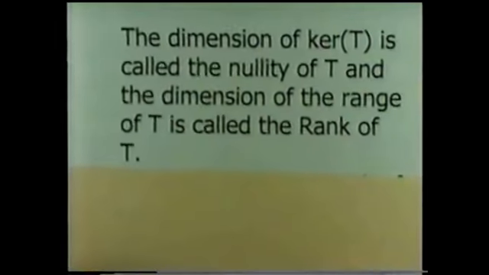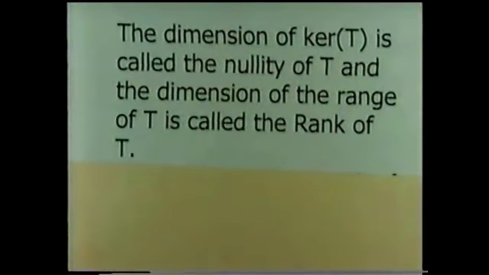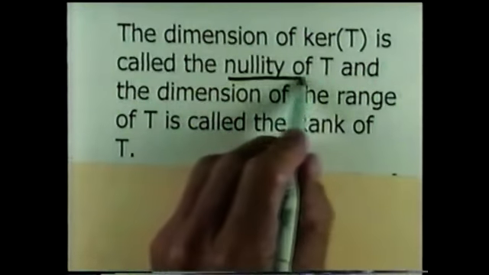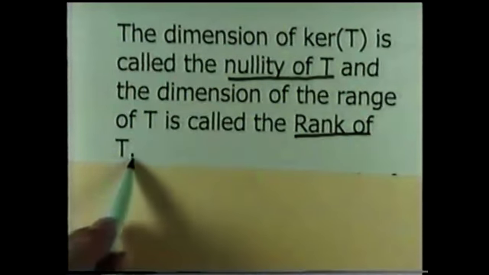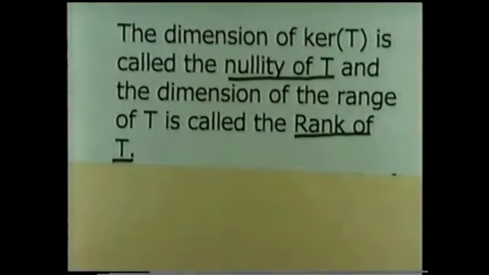Now I'm going to give you just some definitions. The dimension of the kernel of T is the nullity of T, and the dimension of the range of T is the rank of T. It should sound familiar to you. It's about the same thing that we talked about back with null space, column spaces, and row spaces.